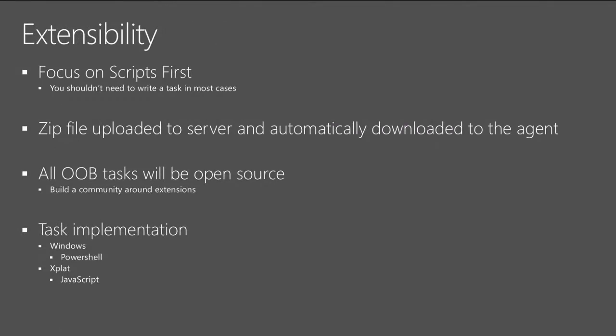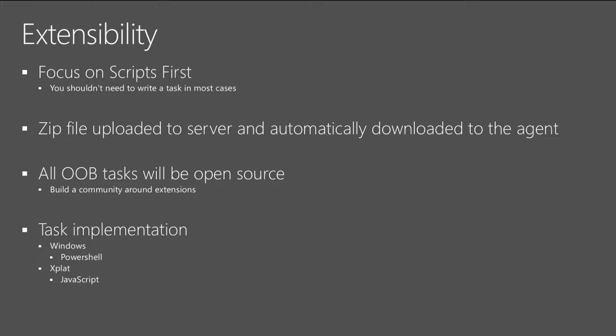Extensibility. So you notice we had a lot of tasks for easily running scripts as part of your build. I think that if you're customizing your build, I would focus on scripts first and then build tasks as you have specific scenarios to enable. But that is there. They're all open source, so you can go see them and learn. The implementation is PowerShell on Windows and JavaScript for the Node agent. We're working on making that JavaScript on either place, but that's just where we are right now.